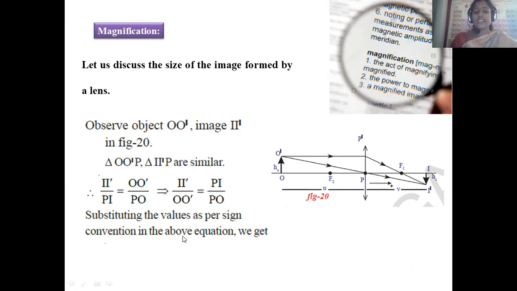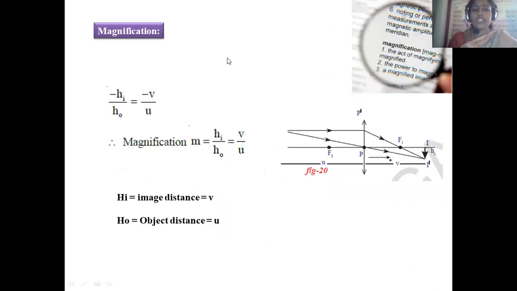Substituting the values as per the sign convention, right? We already know the rules for sign convention also. So in accordance with this sign convention rule, the equation can be represented as minus HI by HO is equal to minus V by U. Minus HI is there because the image is formed in the inverted manner, right? That's the reason why you have to indicate the minus sign. HI denotes what? Height of the image. It is denoted with HI.